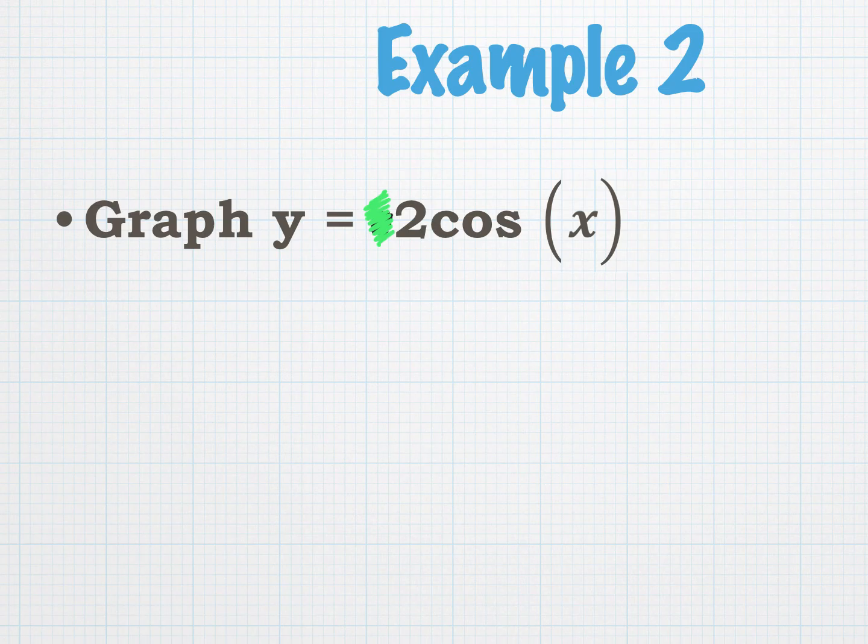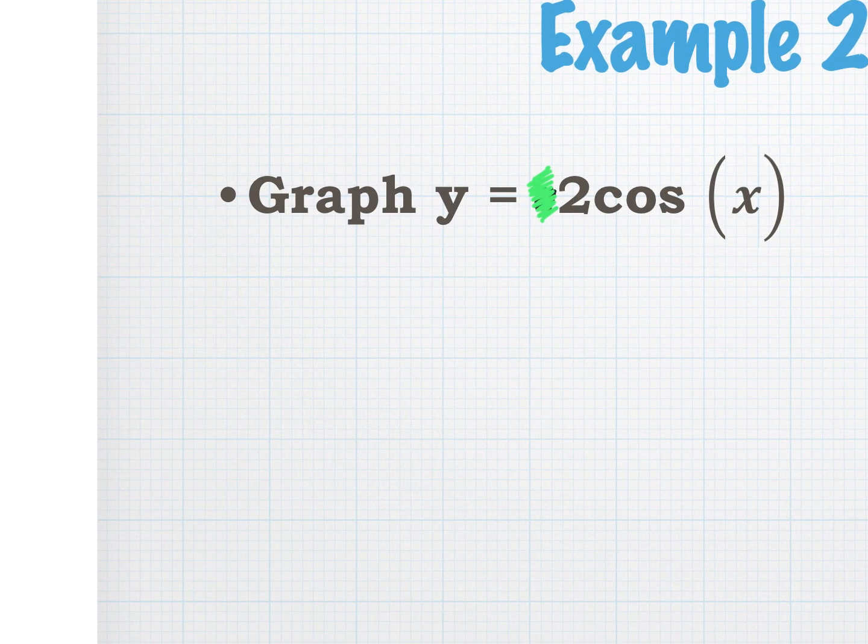All right, we're going to start the exact same process, right? The first thing that I want to find is the amplitude and the period, right? What value gives us our amplitude? A, which is 2, right? And then the absolute value of 2 is just 2.